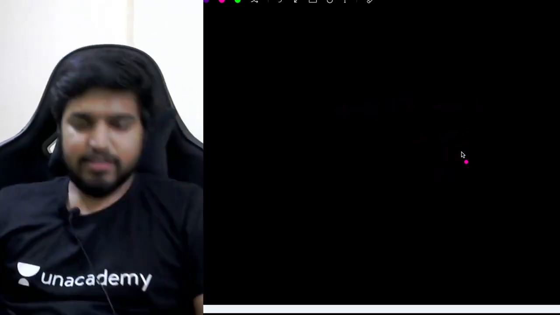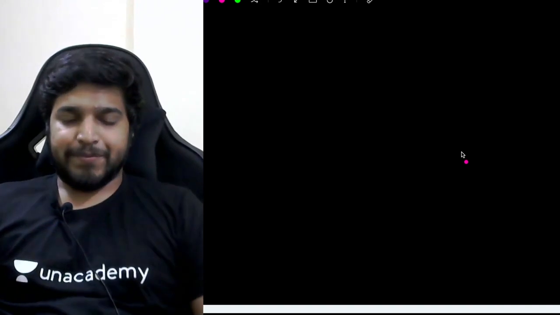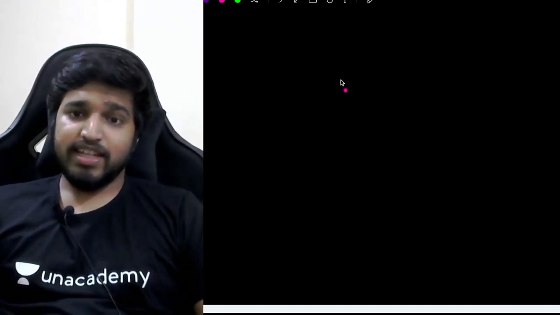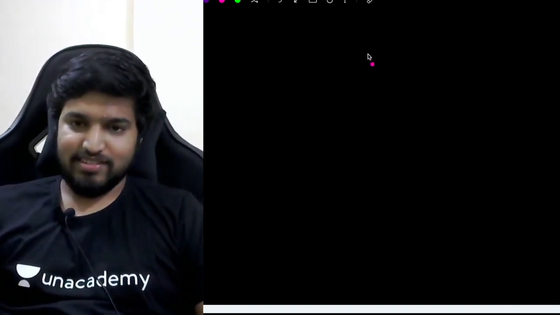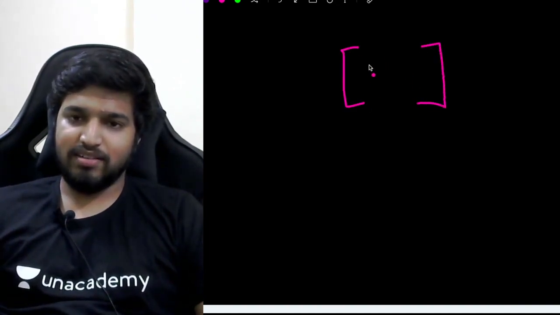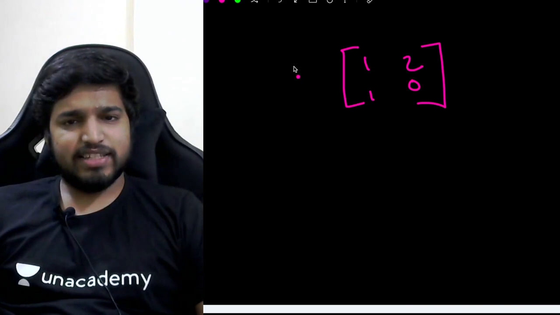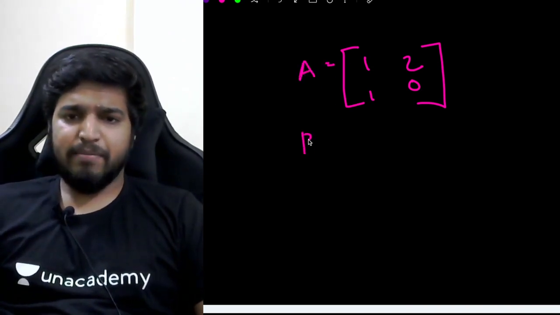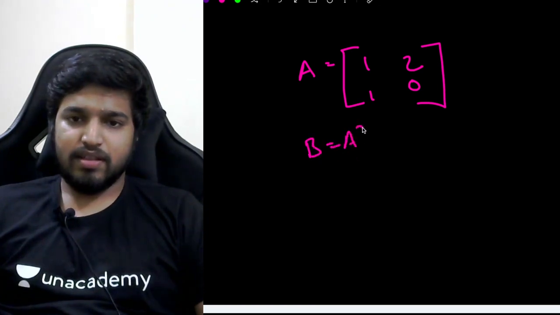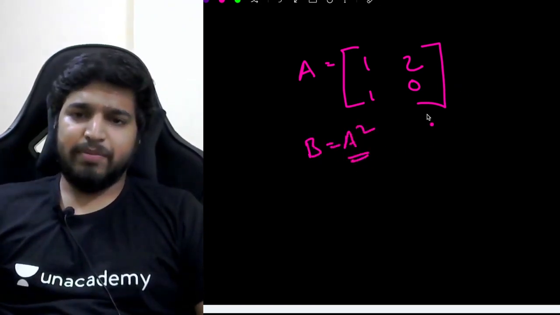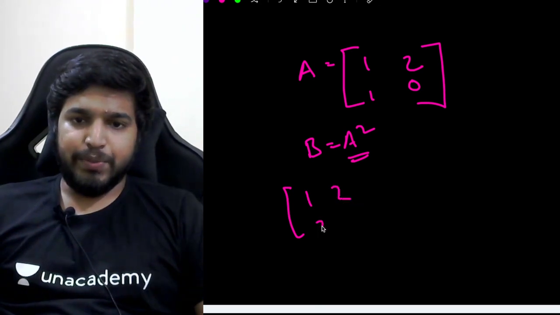Great. Now, what else is it applicable for? It's applicable for matrices. Simply matrices. Say 1 2 1 0. Let's call this A, and B is equal to A square. Just recall what matrix multiplication is.